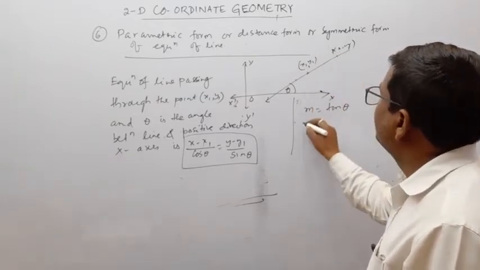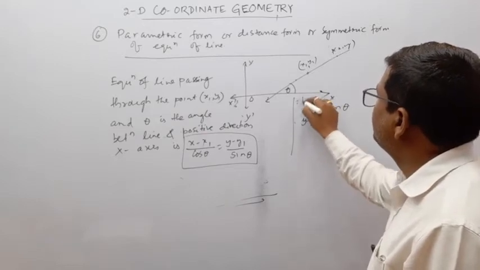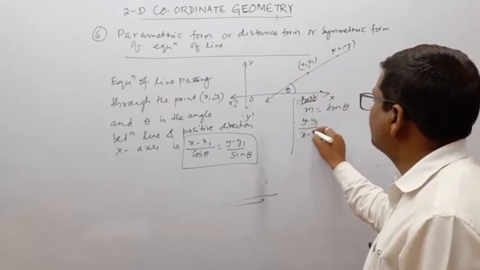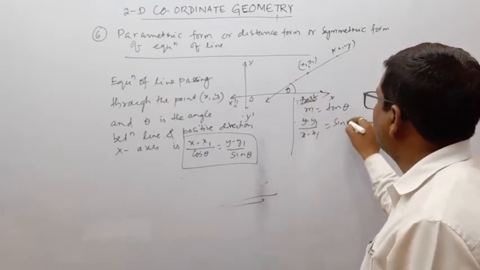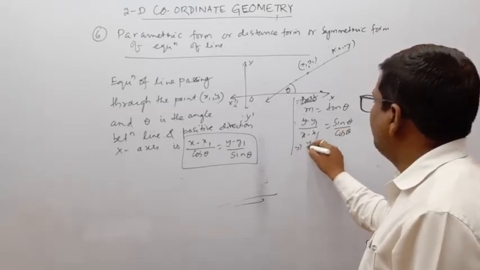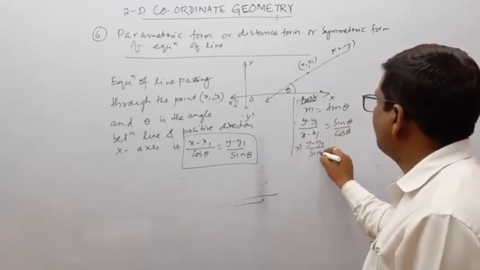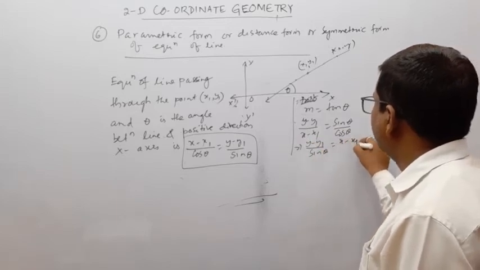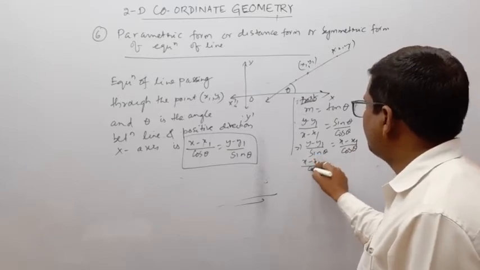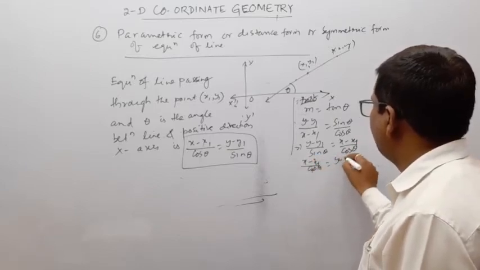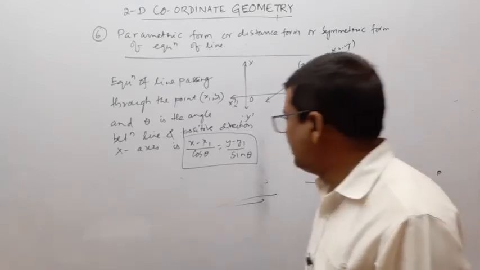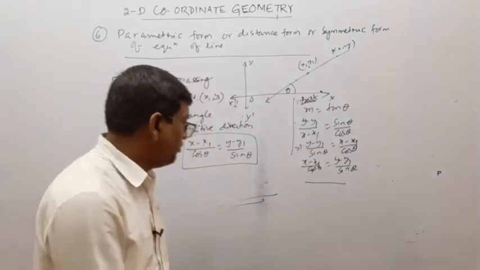Slope means what? Y minus y1 by x minus x1 is equal to sin theta by cos theta. This is proof. That implies y minus y1 by sin theta is equal to x minus x1 by cos theta, or x minus x1 by cos theta is equal to y minus y1 by sin theta. This is proof.